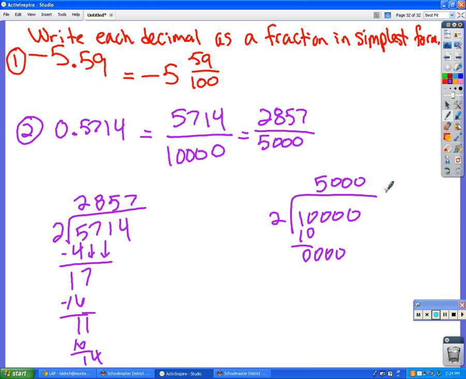So sometimes, decimal numbers, when you write them as fractions, can be reduced, and sometimes they cannot. So be careful with that, all right?